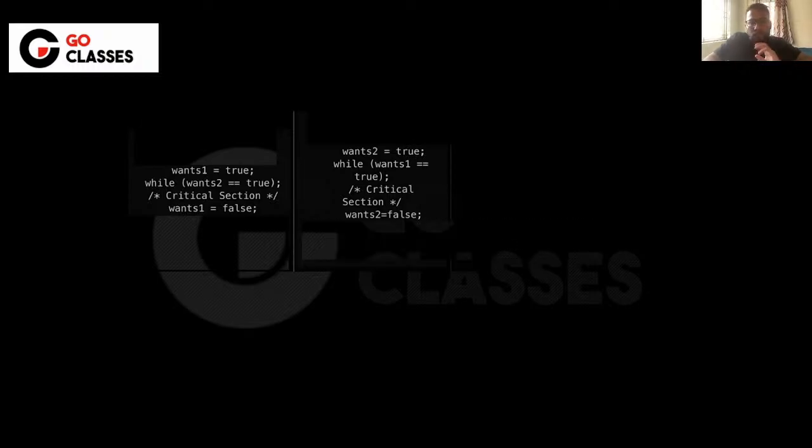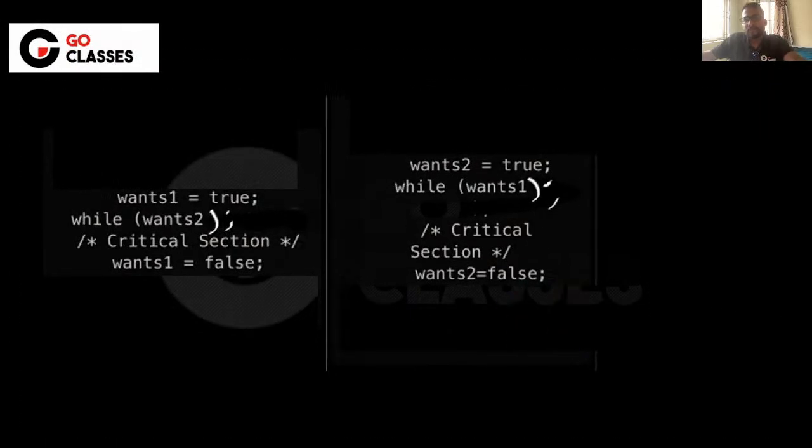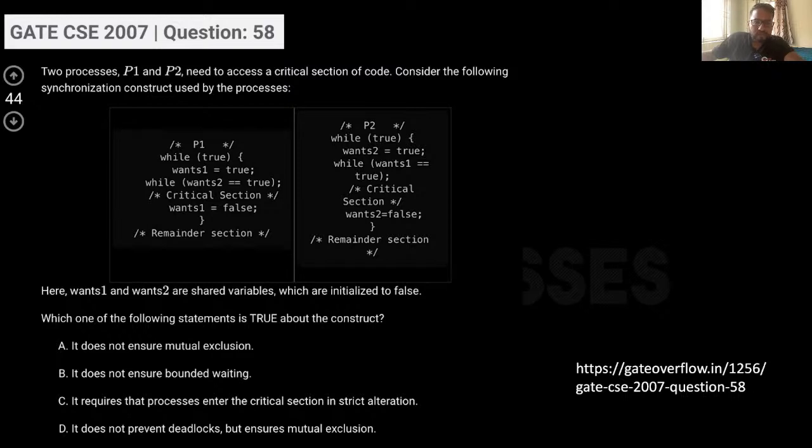Now let's solve this question. Instead of writing wants equal to true, I can just write wants. You can say wants equal to true also, or just write wants. Similarly, instead of writing wants one equal to true, you can just write wants one. So this is the question that they have. What they are asking is whether it ensures mutual exclusion, bounded waiting, progress. They are asking about three things.